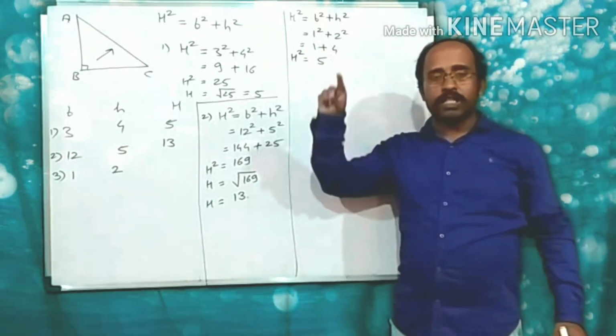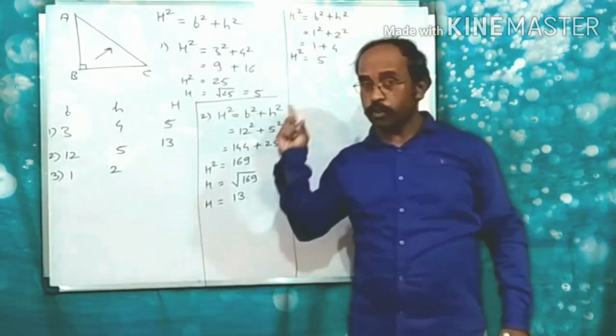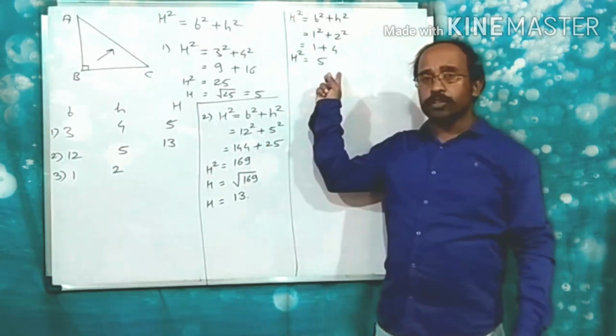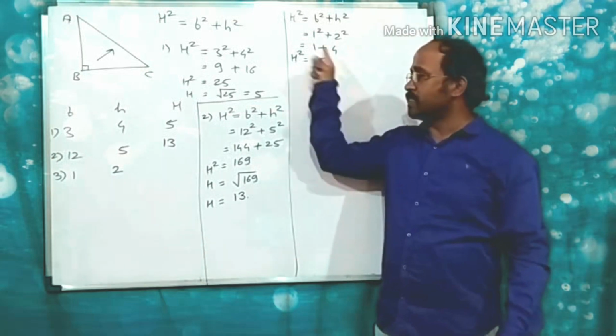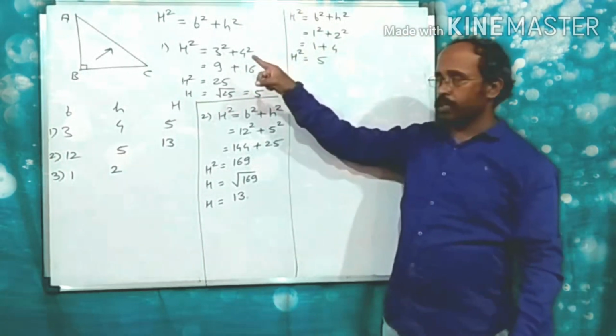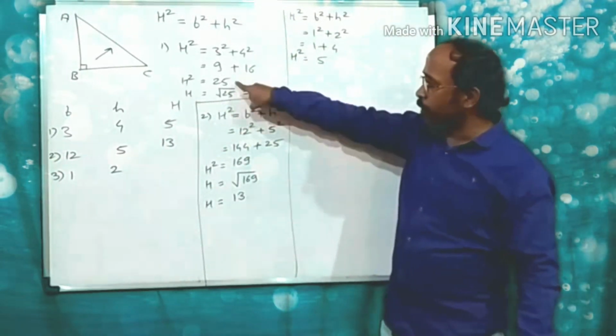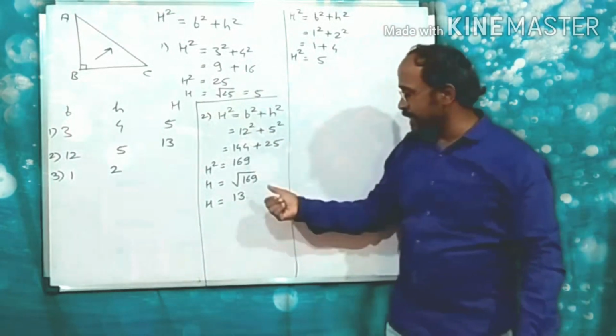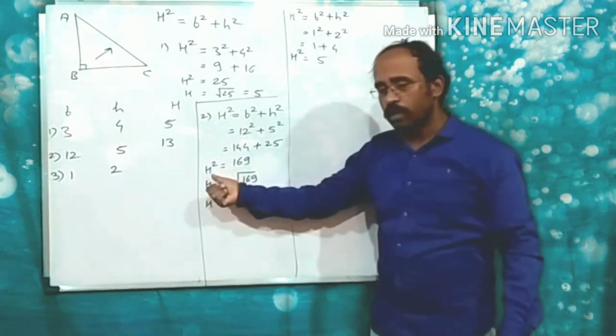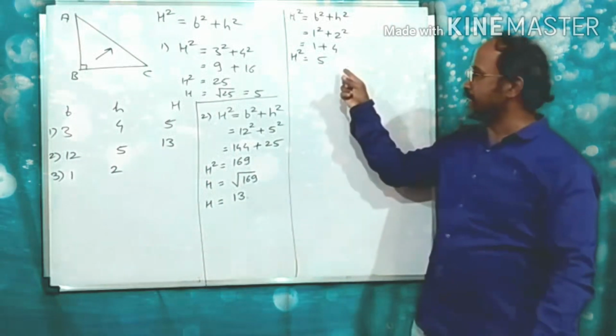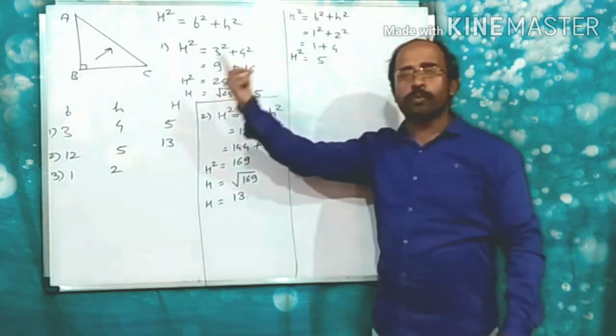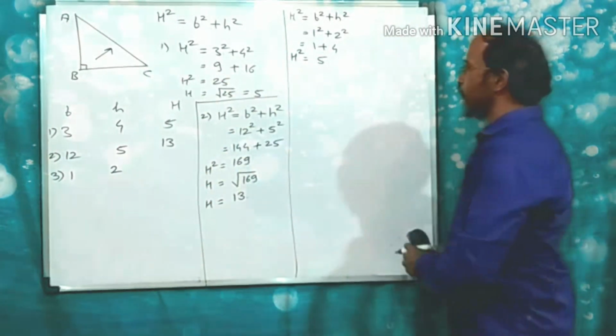5 is what? Square of hypotenuse. What is 5? Is it the hypotenuse or the square of the hypotenuse? It is nothing but the square of the hypotenuse. As in this example, 25 is the square of the hypotenuse. In this example, 169 is the square of the hypotenuse. In this example, 5 is the square of the hypotenuse. Then what will be the hypotenuse?